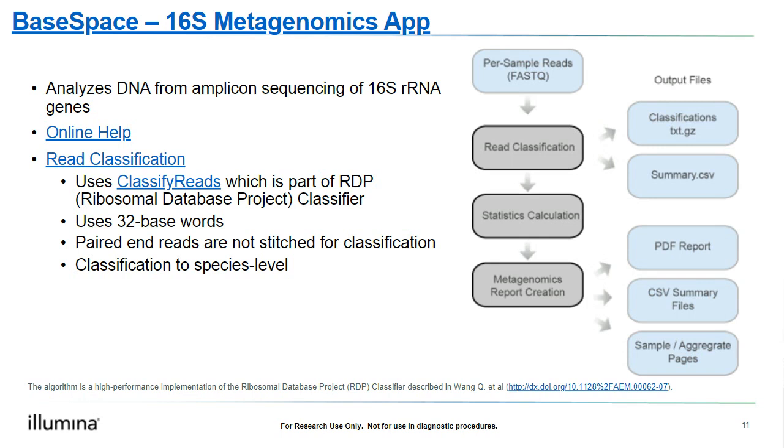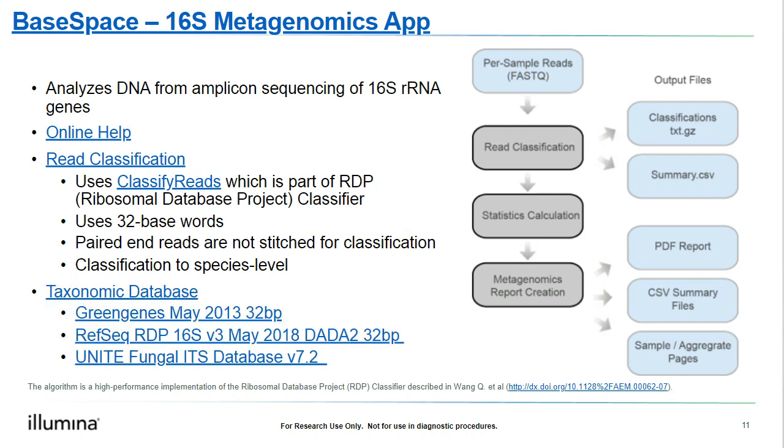As I mentioned before, for the database, the 16S Metagenomics app is using the Illumina curated version of Greengenes. There is also the RefSeq RDP 16S v3 and also the fungal ITS database, if you are interested in ITS sequencing for fungal classification.